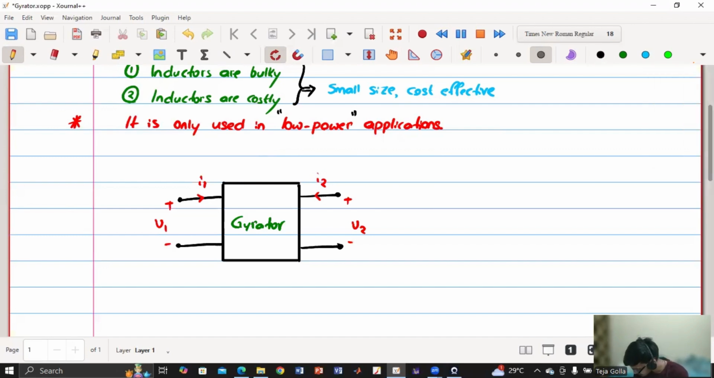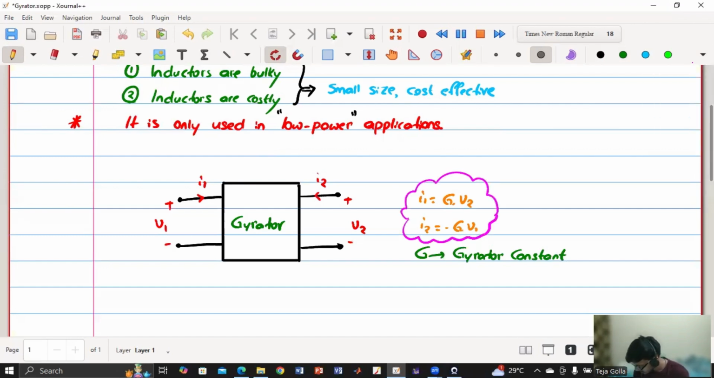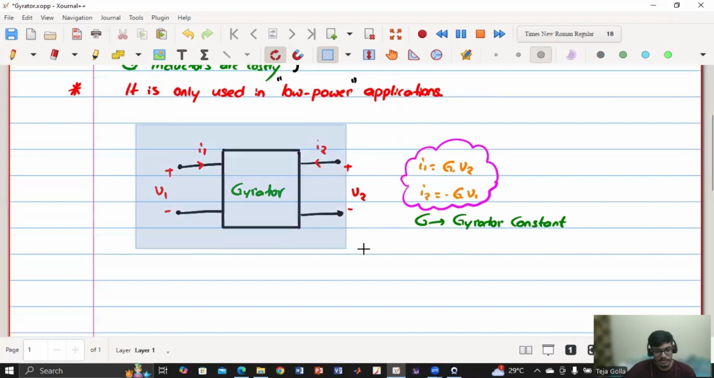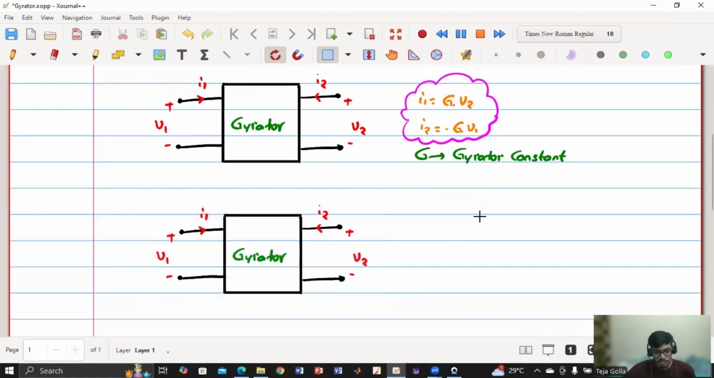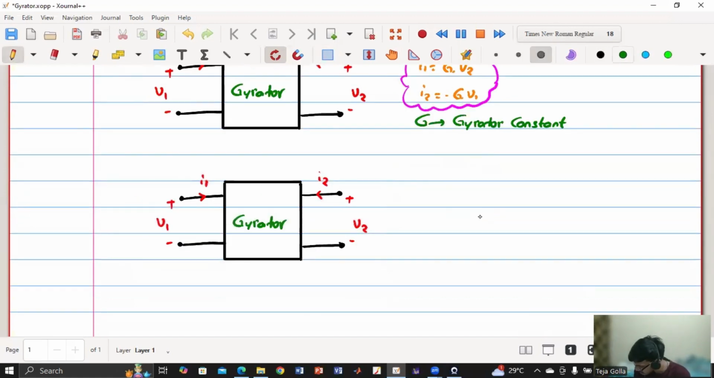So the relationship is I1 is equal to G times V2, and I2 is equal to minus G times V1. Here G is the Gyrator constant. So Gyrator is that two-port network with this current voltage relationship. So now how do I synthesize the inductor? Let us get into it. So now the point of discussion is synthesizing inductor.